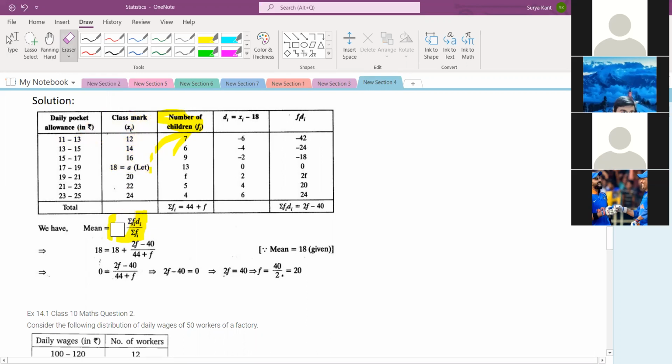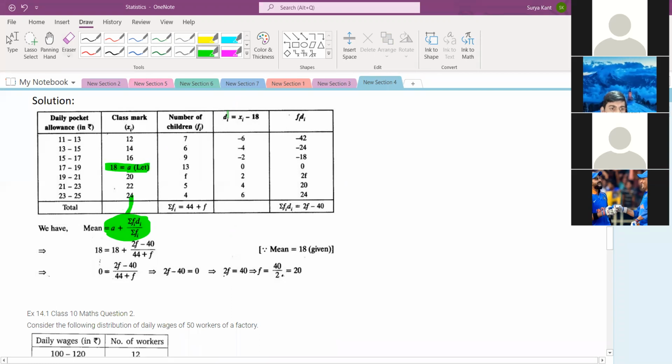I'm erasing now. See the formula here. What is the formula you just see here? See this formula: A plus summation Fi di by Fi, correct? Yes. In this formula, you should see this A. If you understood A and di, then it's clear to you, correct?